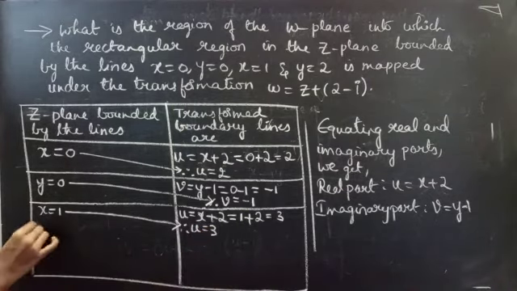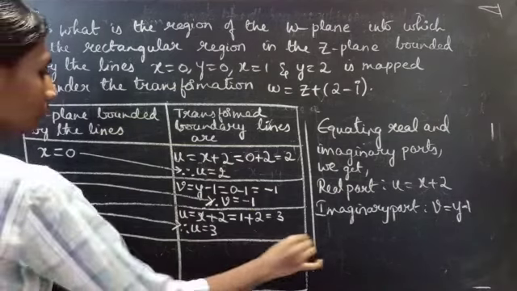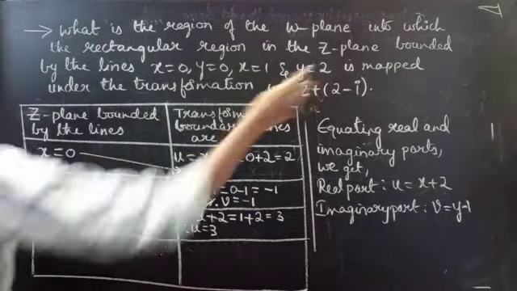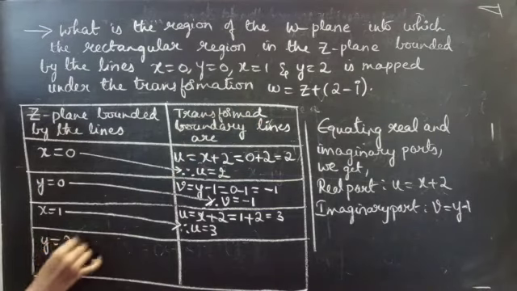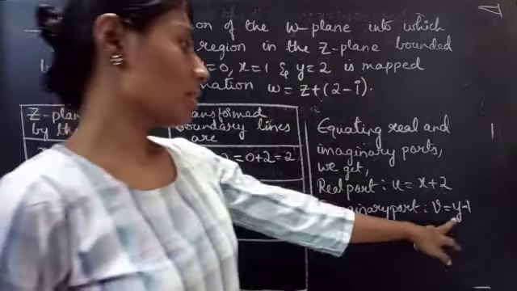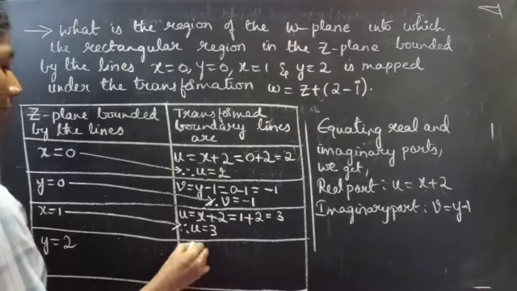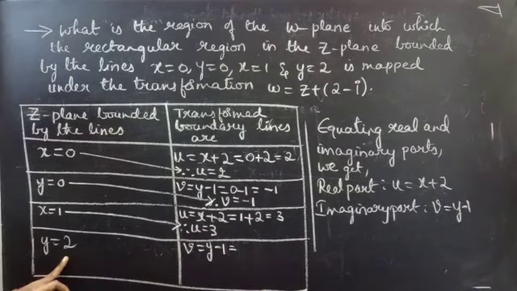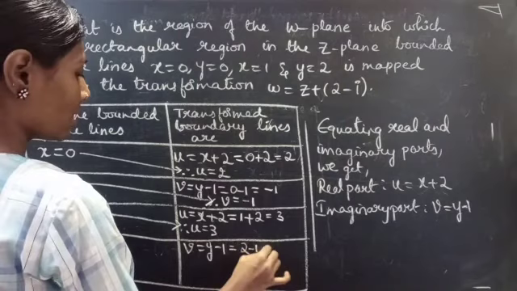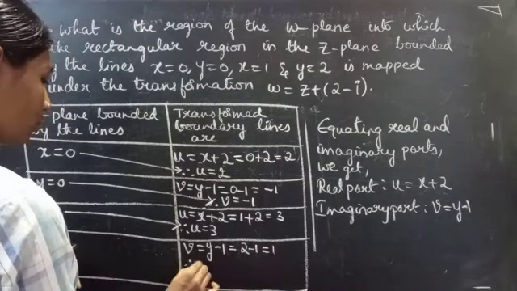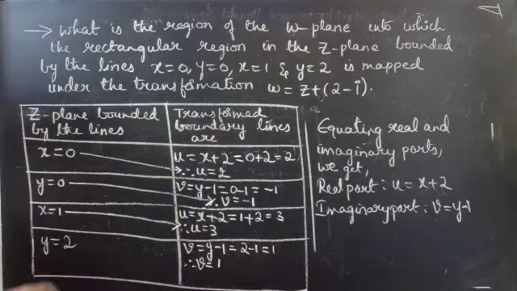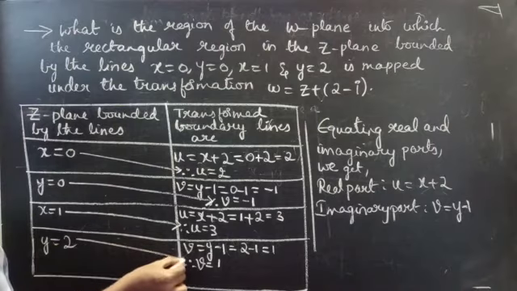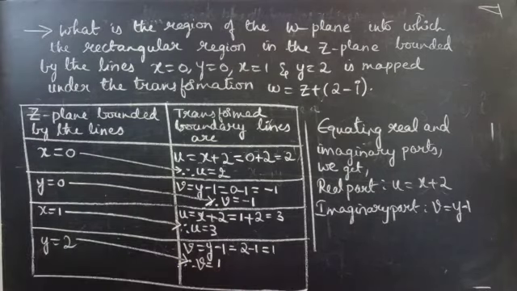Next, consider y equals 2. Since you have y in the imaginary part, we consider v equals y minus 1. Now substitute y equals 2. So 2 minus 1 is 1. Therefore v equals 1. So y equals 2, a line in the z plane, is transformed to the line v equals 1 in the omega plane.